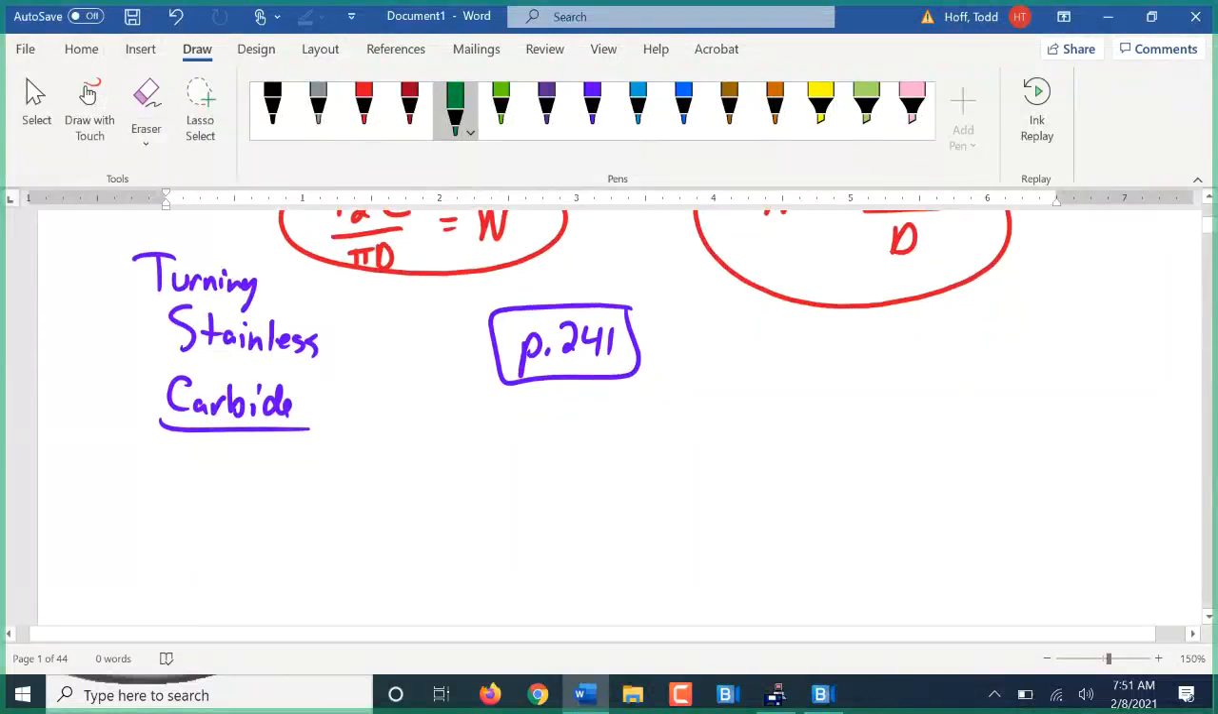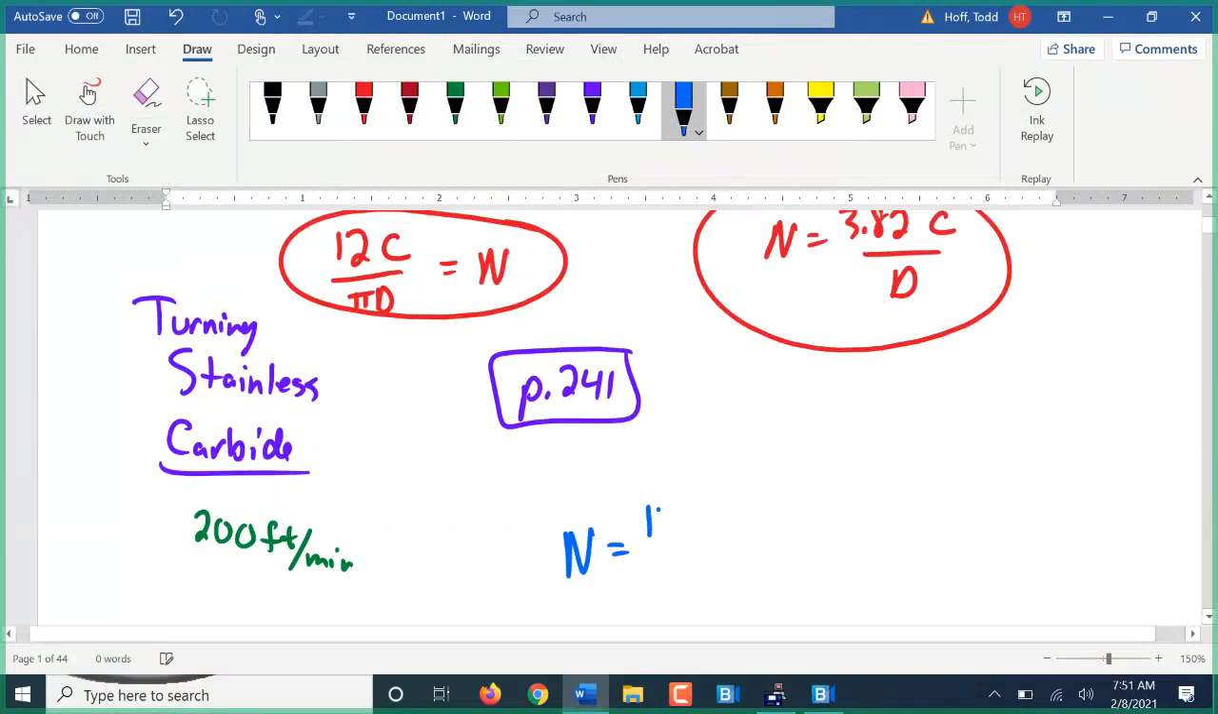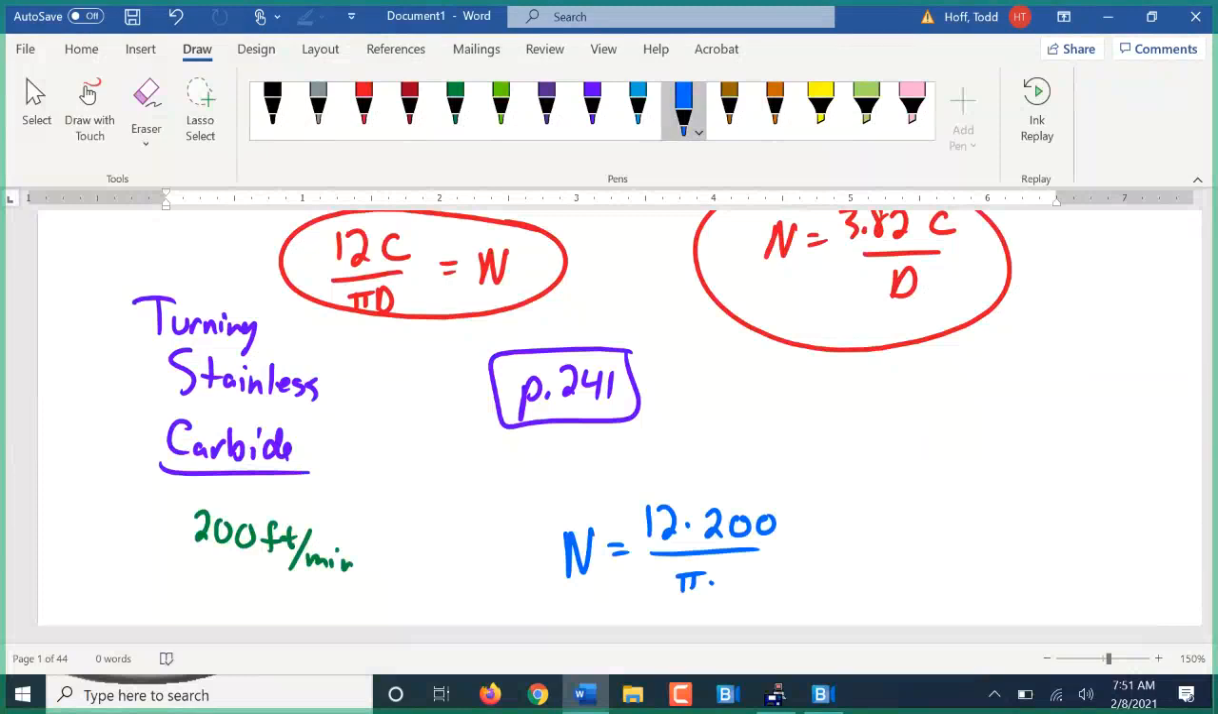So anyway, we're turning stainless. We're using a carbide tool. 200 feet per minute is our maximum speed. We want to stay close to that. So to find our RPM, N is going to equal 12 times 200 divided by pi times D. Let's say we're turning 1.5 inch diameter stainless.